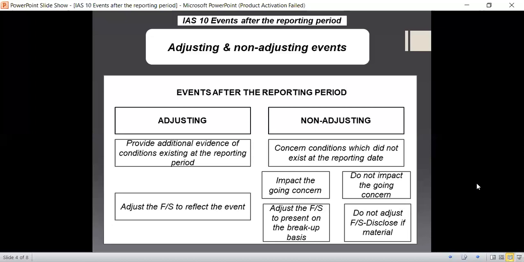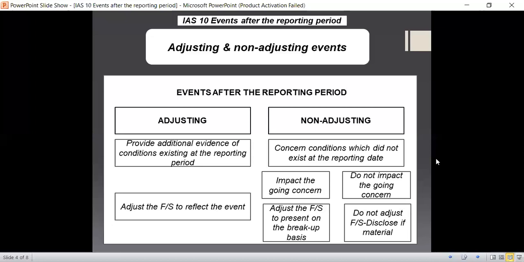So once you are settling a liability, you have to adjust it in the financial statements. Then, for example, if your customer goes bankrupt after the end of the reporting period, it indicates that the customer's credit was actually impaired at the end of the reporting period date. You should have reflected this in the credit loss calculation, but you have not done this. So what you have to do now is adjust your financial statements in regard to that.